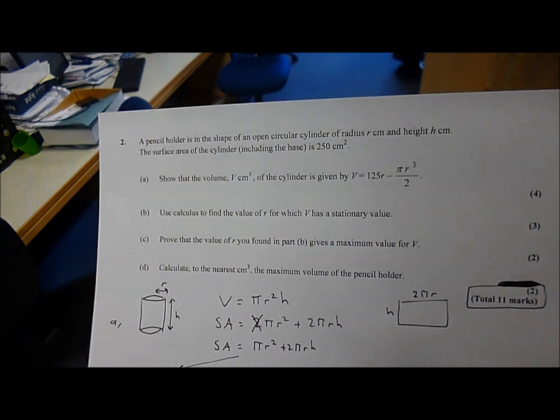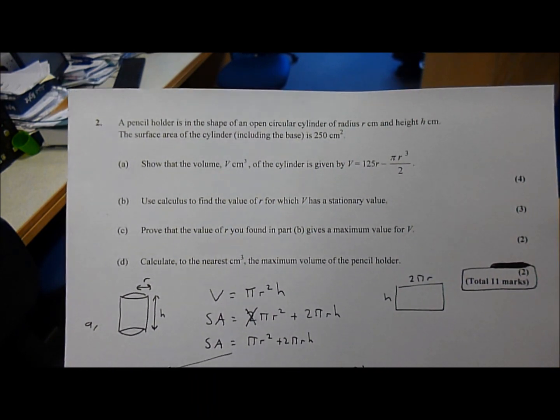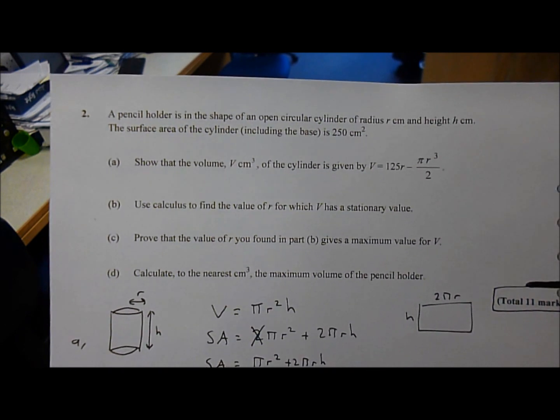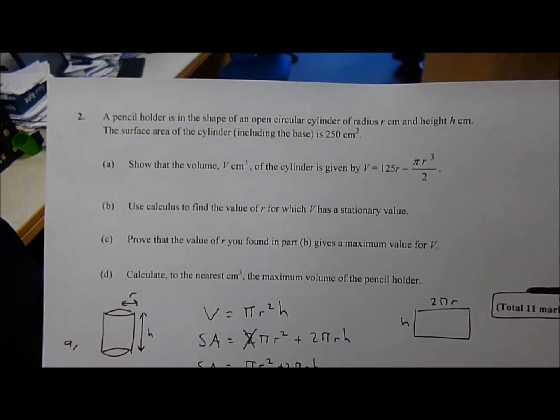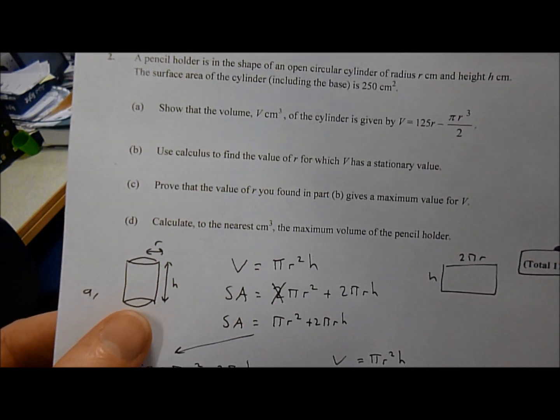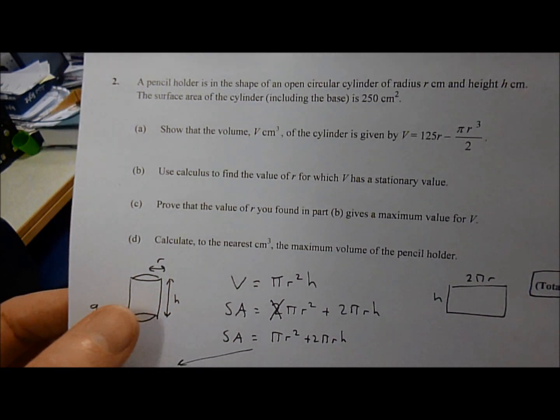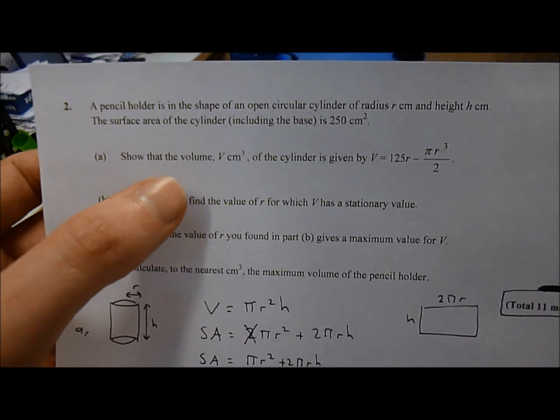Okay team, we're going to have a quick look at one of the differentiation questions which people find quite challenging in Z2, which is working in context. So this time we've got a pencil holder in the shape of an open circular cylinder, radius r, height h. So I've done a little picture over here for myself. Look at amazing art skills there, and that'll help me. I find things difficult to visualise if I'm not drawing them down.